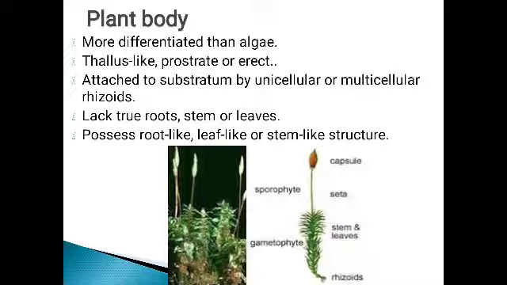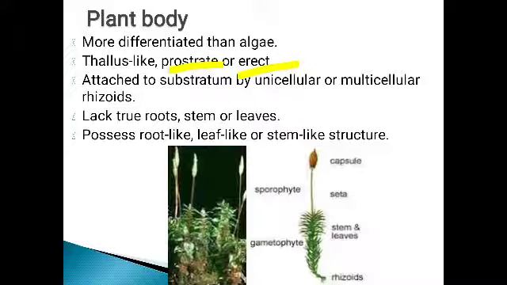Now, the plant body is more differentiated than that of algae. Algae have a thallus plant body, isn't it? These bryophytes also have a thallus-like body only, but it is more developed than that of the algae. This thallus is prostrate or erect. What do you mean by prostrate? It will be spreading on the soil surface. It will grow horizontally on the soil surface, just like the creepers or other plants which you have seen on the soil surface. Like that, it grows attached to the soil surface, that is prostrate.